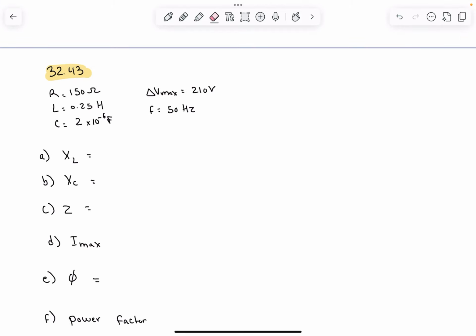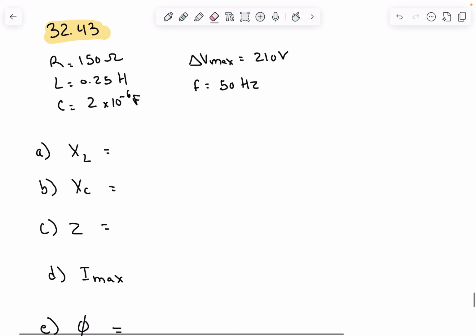This is problem 32.43, and it says that you have an RLC circuit containing the following components, and you want to figure out all of this stuff.